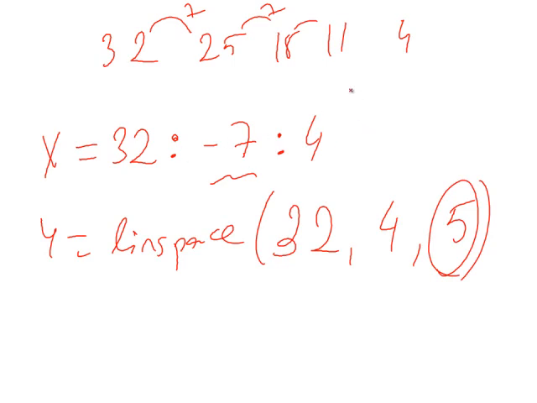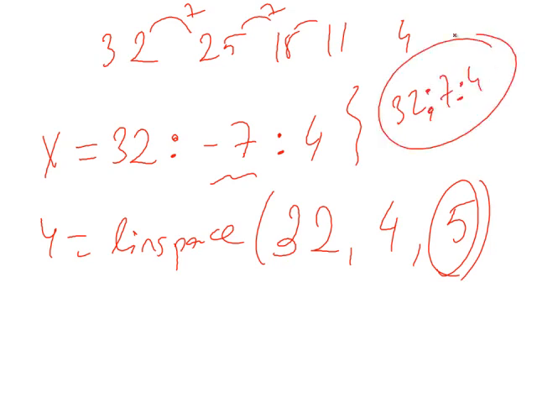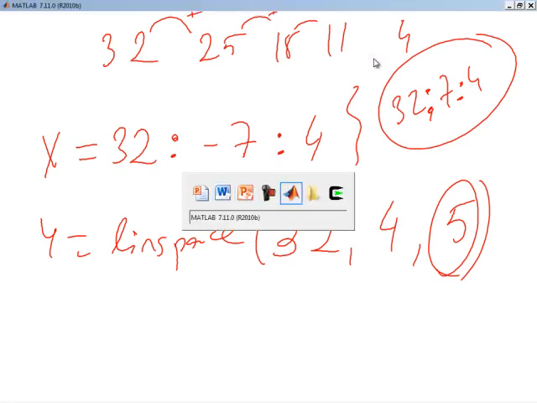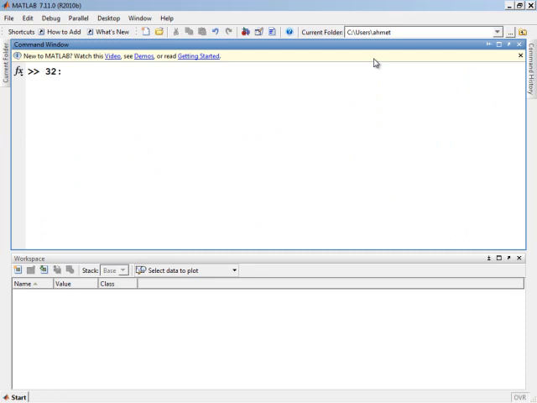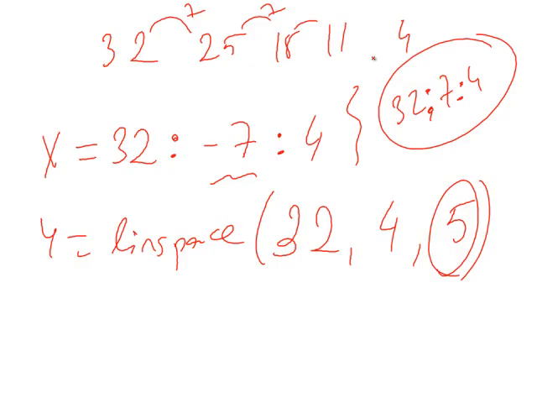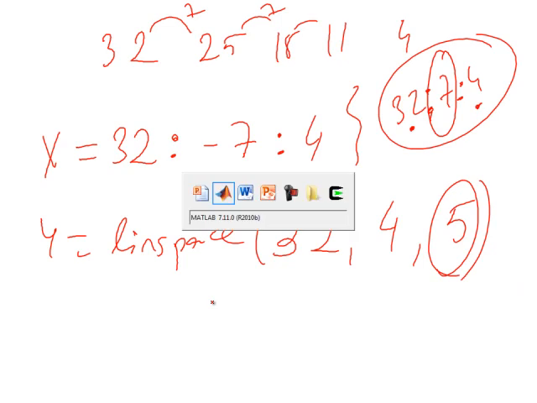So if I did, instead of 32 minus 7, 4, if I did 32 colon 7, 4, what would this vector generate? Any answers? It would generate an empty vector, right? There are no numbers in between. 32, 7, 4. You get an empty matrix. There's no number in this range going from 32, going up by 7, all the way to 4. All right? Make sense? Yes.